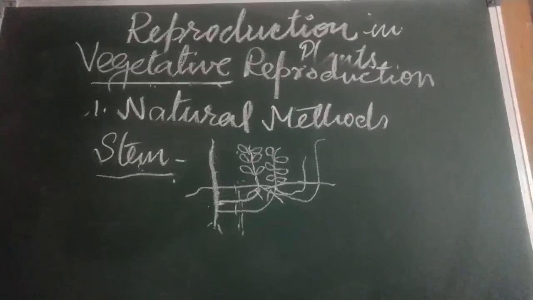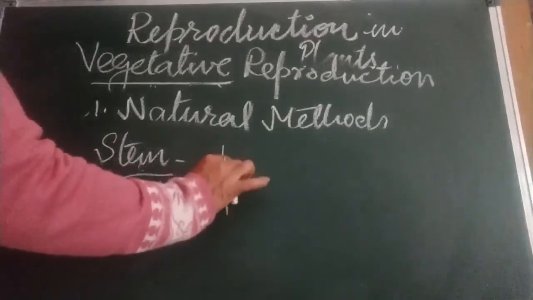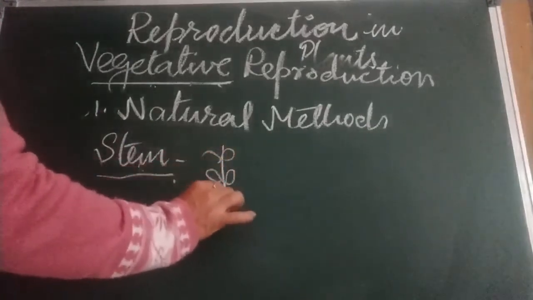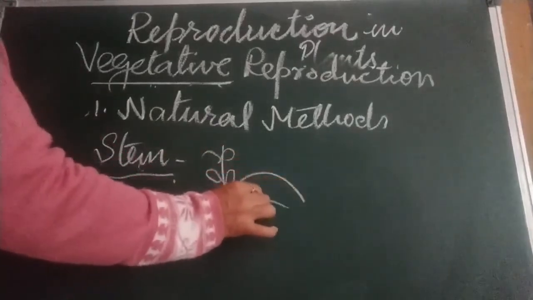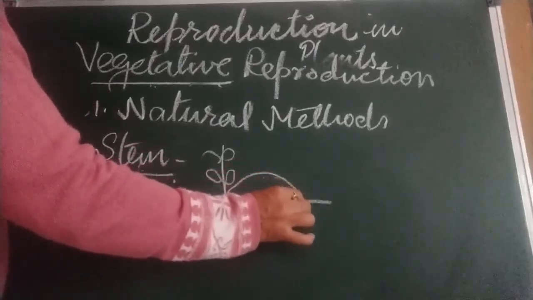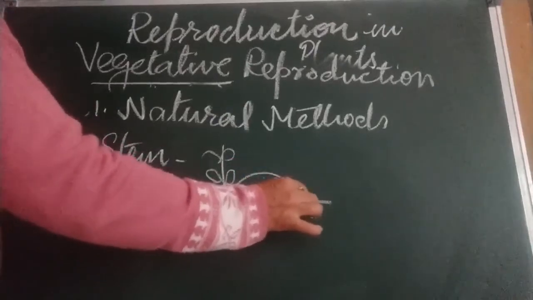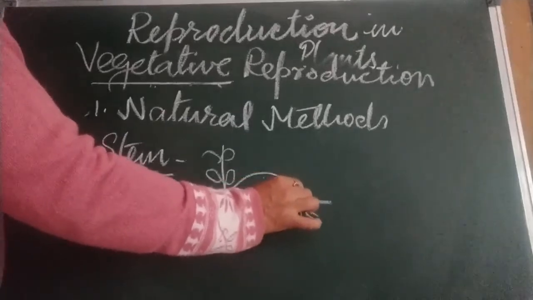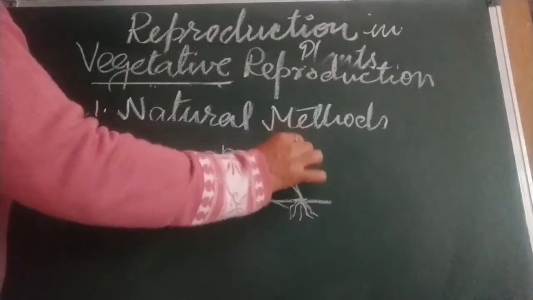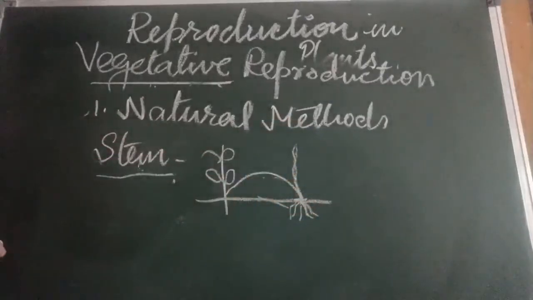Strawberry also, it grows like this. I am just telling you one more example of stem propagation, strawberry. Like this is a strawberry plant. What happened? One of the branch it arcs and touches the ground. In the same manner, from the nodes of this plant, the adventitious roots develop and this part of the stem will grow as a separate plant.